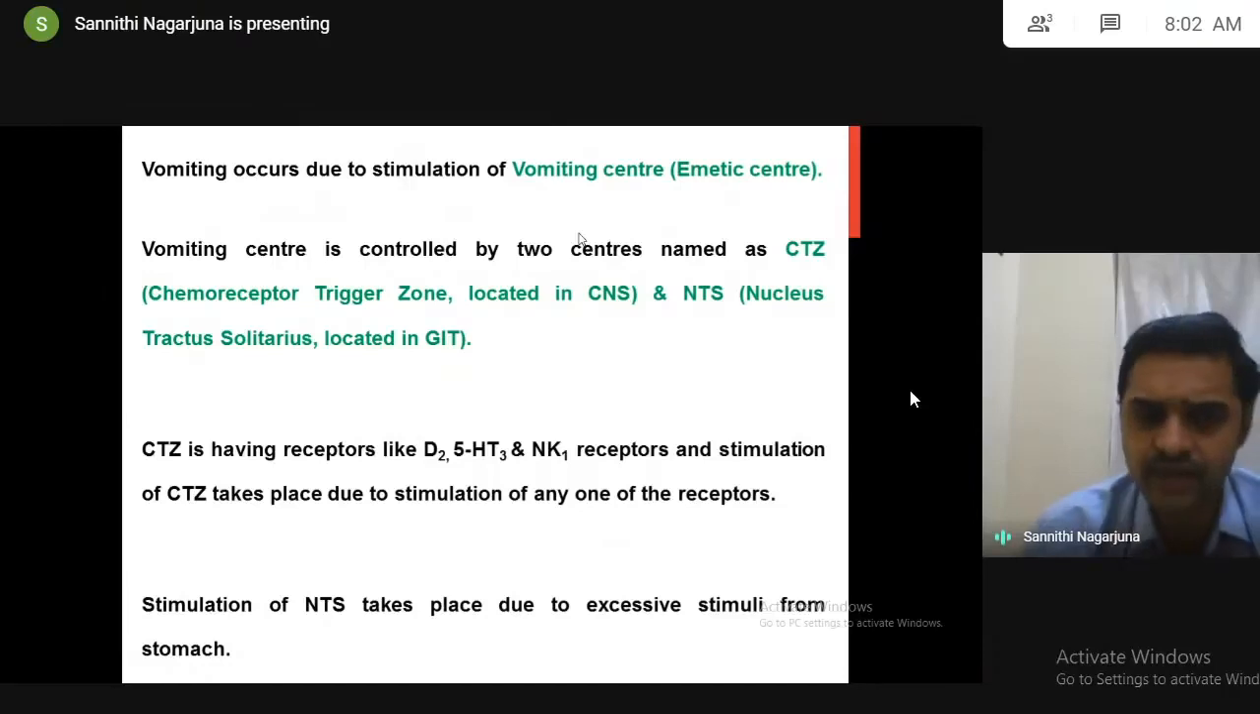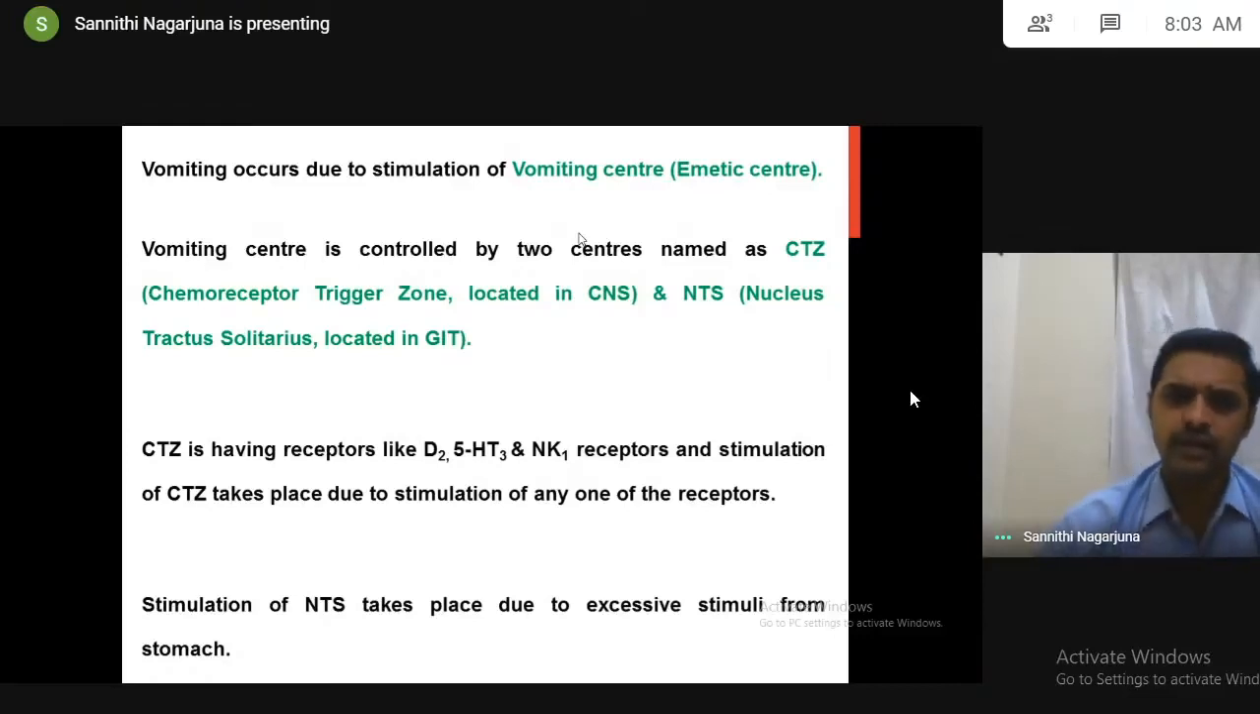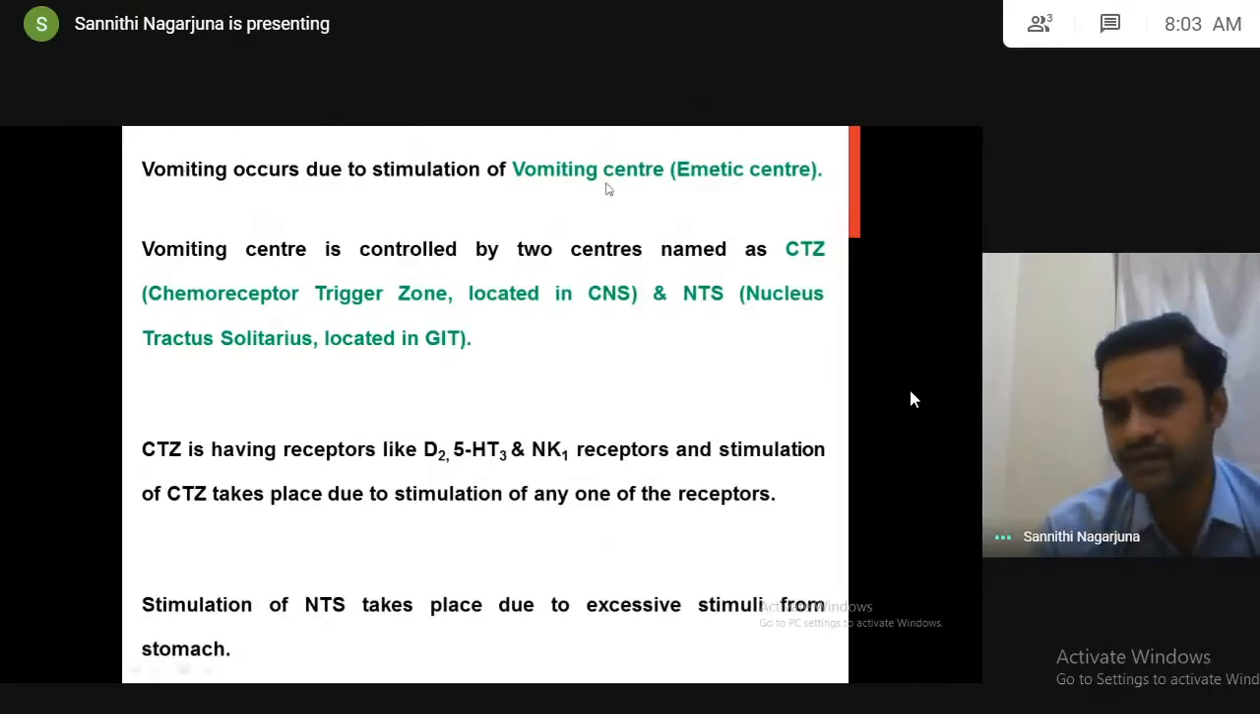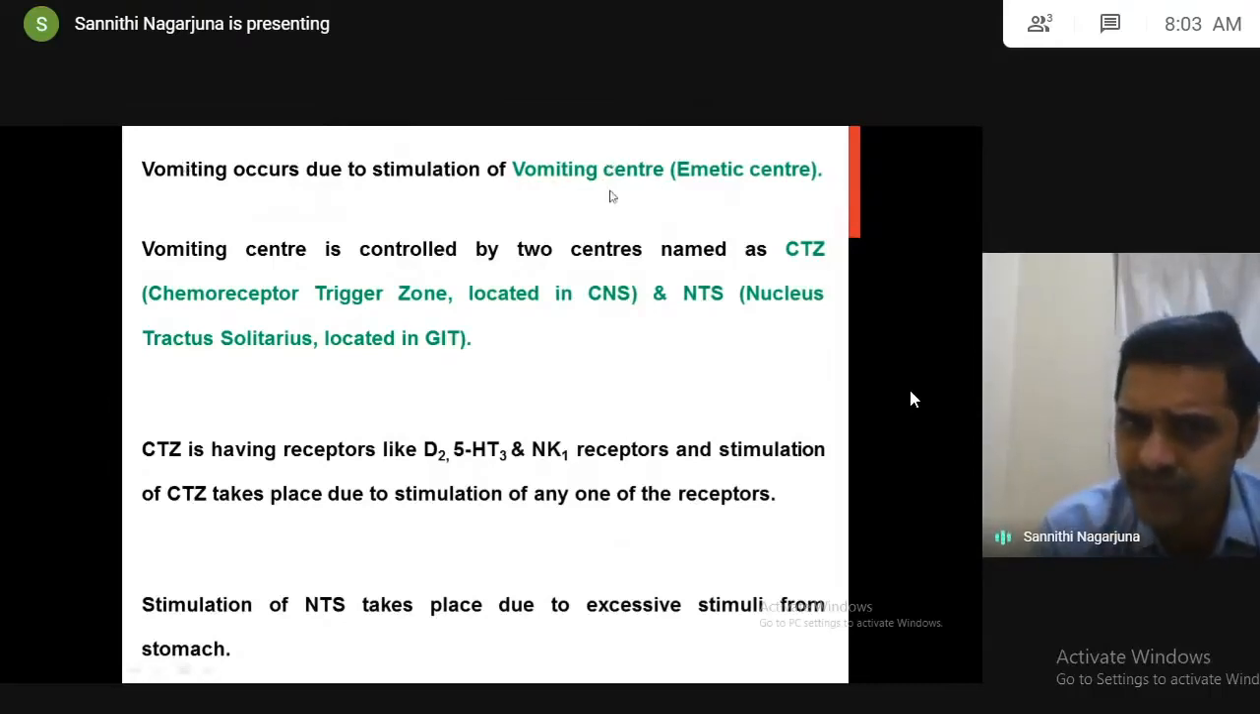This vomiting center is controlled by two centers: one is CTZ, another is NTS. CTZ means chemoreceptor trigger zone, which is located in the CNS. NTS is nucleus tractus solitarius, which is located in the GIT. So got my point? Vomiting occurs because of the stimulation of the vomiting center. The vomiting center is once again controlled by two centers, CTZ and NTS. CTZ is located in the CNS, NTS is located in the GIT.